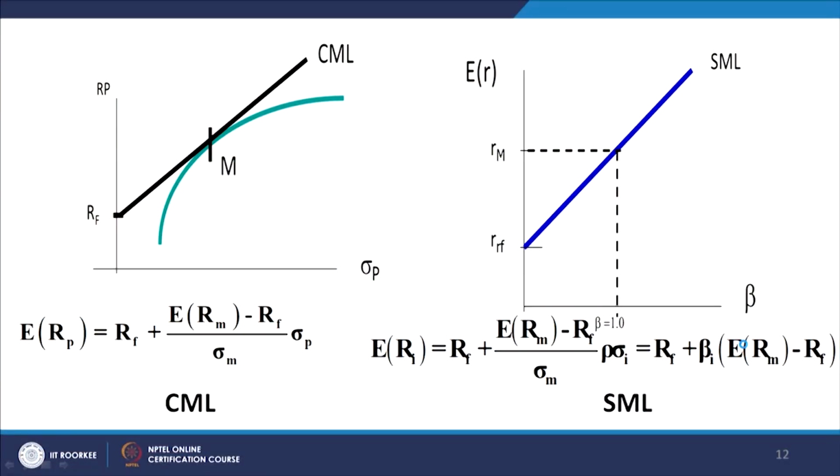This figure represents the two straight lines. You can see here the capital market line on the left hand panel, and you can see the security market line on the right hand panel. You can see that the capital market line is in sigma-r space and the security market line is in beta-r space, and the equation for the security market line is the CAPM equation, as you can see here right at the bottom right hand side of this slide.